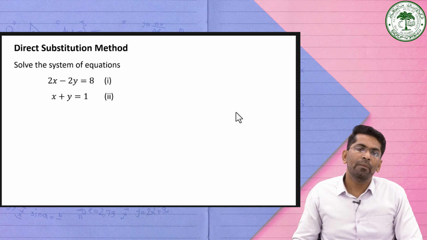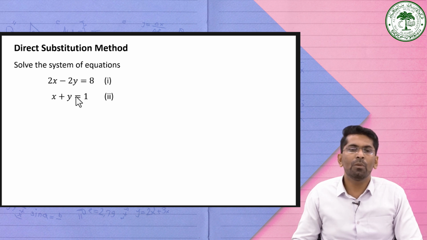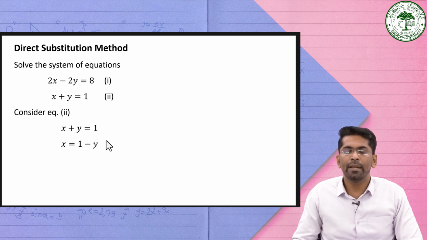Here, we can take equation number 2 because the coefficient of both variables is 1. So considering equation number 2, which is x plus y is equal to 1, I am solving for x. Subtracting y from both sides of the equation, plus y and minus y cancel out, so x is equal to 1 minus y.